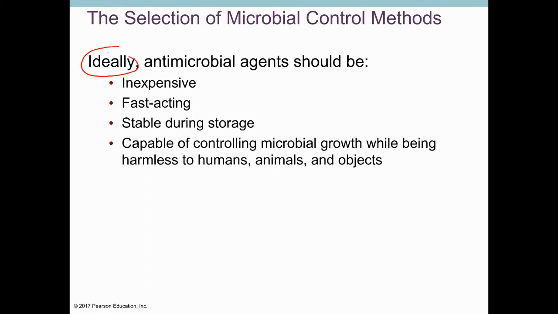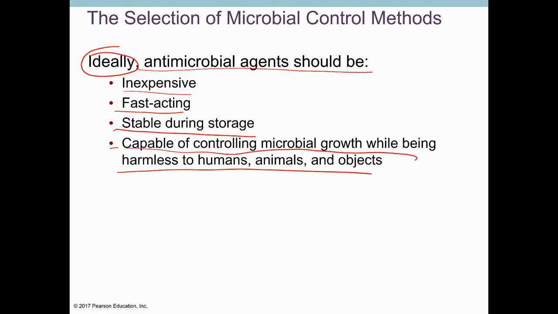Ideally, in a perfect world, an antimicrobial agent should be cheap, should work quickly, and should stay good on the shelf for a long period of time. It should be capable of controlling microbial growth while being harmless to humans, animals, and objects. And again, this is ideally in a perfect world.